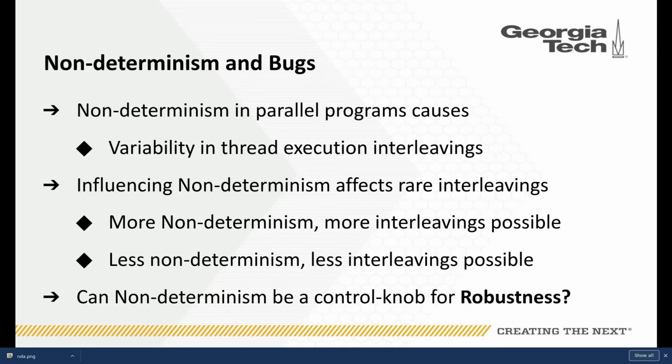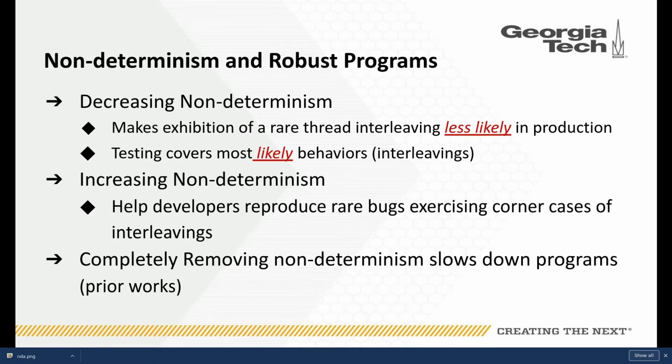Non-determinism causes different thread interleavings in parallel programs. Hence, influencing non-determinism affects these rare interleavings. Can we have a control on non-determinism to make parallel programs robust? Robust programs are the ones that have very few failures due to bugs.